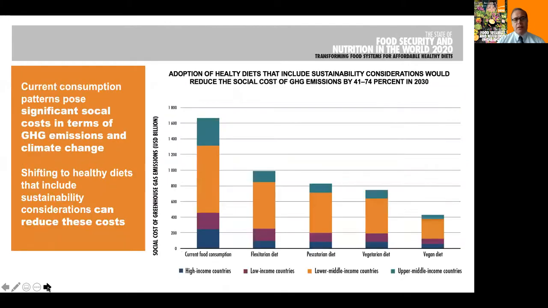Next slide, please. Looking at emissions, what we found is that today there is $1.7 trillion per year by 2030 in the cost of emissions. And switching to healthy diets will reduce this by between 41 and 74%, depending on the type of diet. So shifting to healthy diets clearly increases sustainability considerations, and that's something this report tries to bring up. So again, the switch to healthy diets also helps to reduce these two examples of hidden costs. There are more, like biodiversity, water, and soils, but we are just focusing on two: emissions and the cost of health and non-communicable diseases.